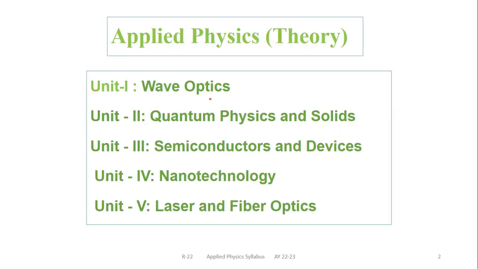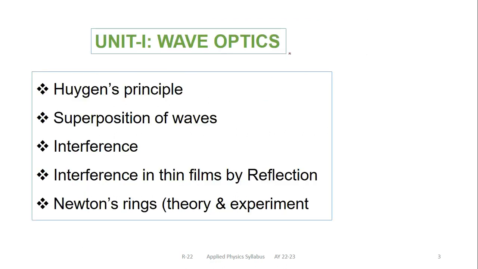We have mainly 5 units. First one is wave optics, second one is quantum physics and solids, third one is semiconductors and devices, fourth one is nanotechnology, and the fifth unit is lasers and fiber optics. When it comes to the exam, each unit will be given equal weightage.